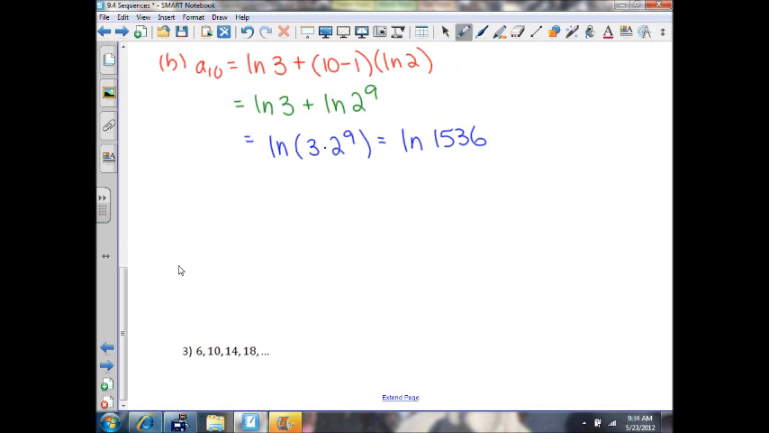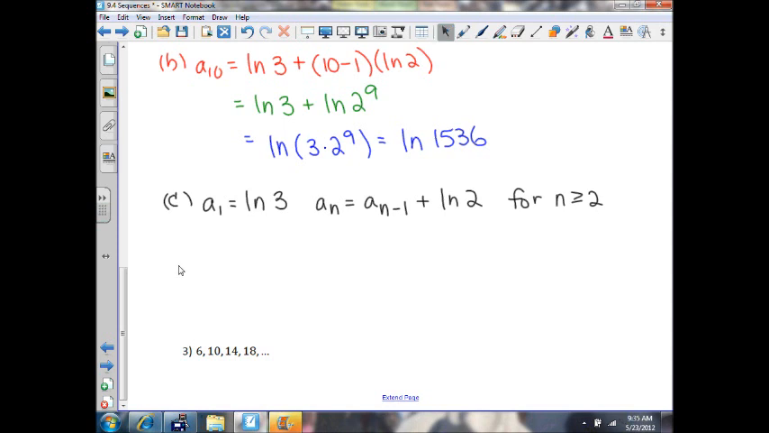Now for part C, your recursive formula, a sub 1 is ln of 3. a sub n will be a sub n minus 1 plus ln of 2 for n greater than or equal to 2.